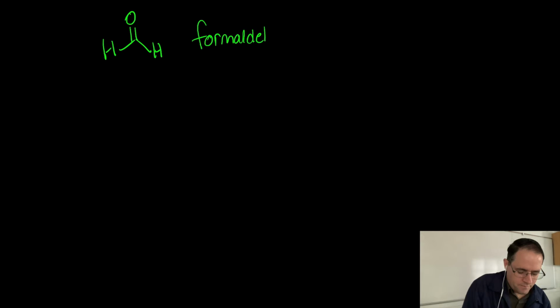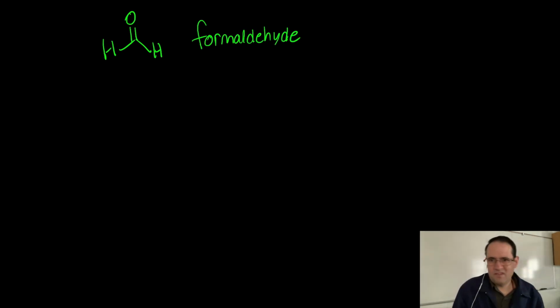Now, there are a few names that you need to memorize, and we've talked about some of them in the previous video. First, you've got formaldehyde, and the IUPAC recognizes these common names as acceptable. So this right here is formaldehyde. It's used as a disinfectant or a preservative in biology, for example.